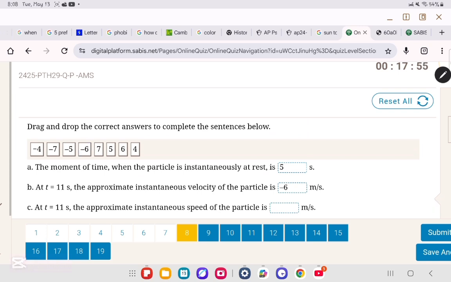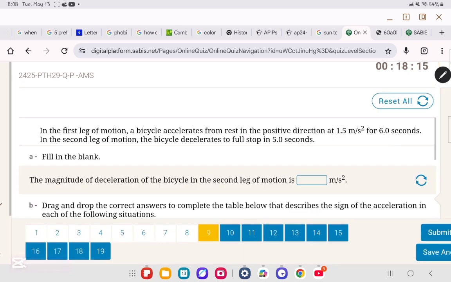Now at time 11 seconds, the approximate instantaneous speed, what you need to know is that instantaneous speed is equal to the absolute value of instantaneous velocity. So if it's minus 6, that means instantaneous speed is going to be the absolute value of minus 6, which is 6. Very simply, all you need to know. We move on to question number 9.